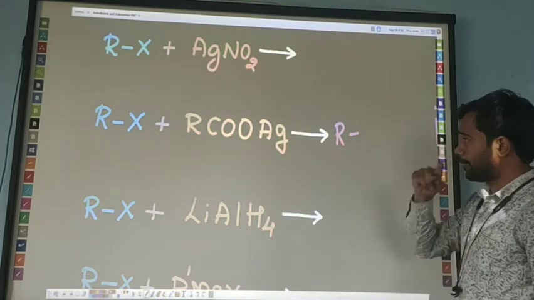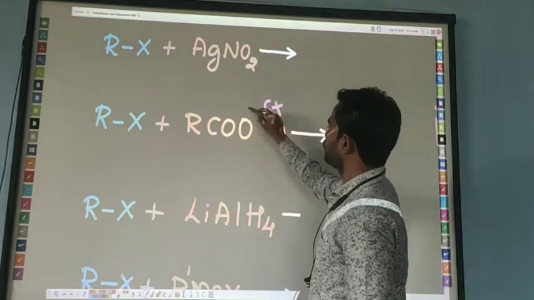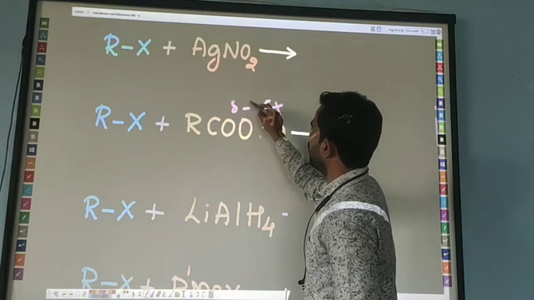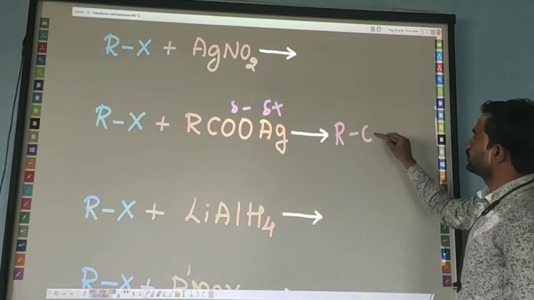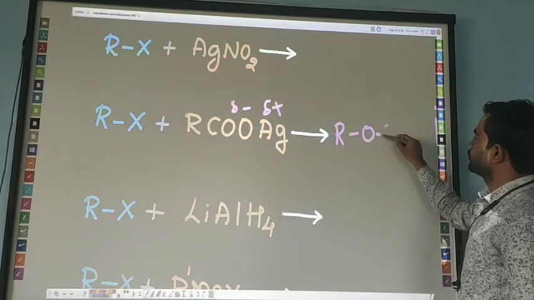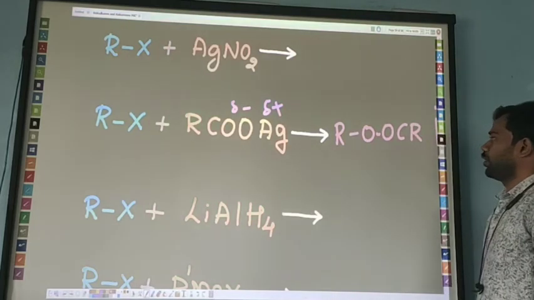Here the metal is going to be positive, and this one is to be known as delta minus. The product is going to form like this: oxygen, R. Okay, this is the product.